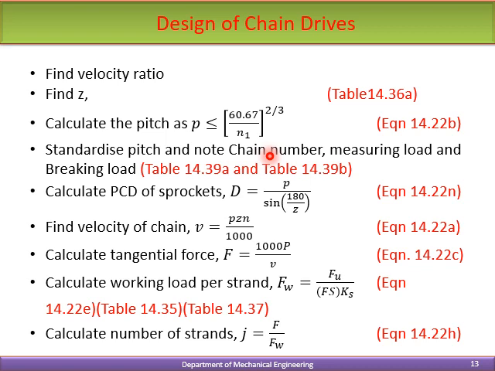Then the next step is the calculation of the PCD of the sprocket. Equation D is equal to P by sine(180 by Z), and we can find the value of P from this step. We can find the value of P and substitute it for finding the PCD, and this equation is available in 14.22.